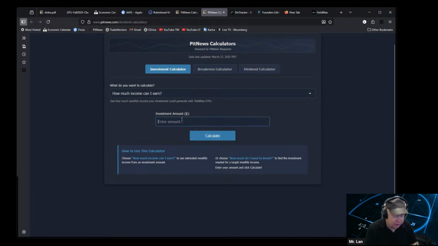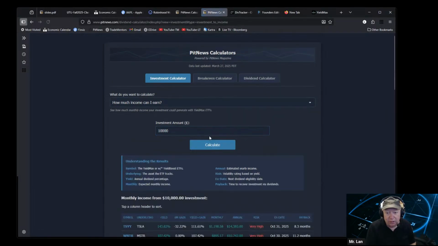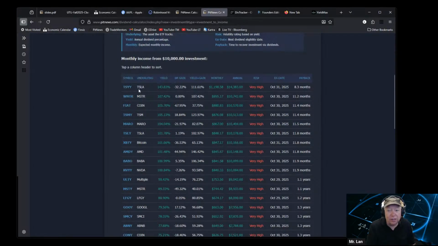Let's come in here, put our $10,000 back in here. Go into calculate. All right, so there's your fund. That's TSYY. And so that's how this works. So what this does is it shows you a list of all of the funds. And it looks like I got Granite Shares in there, at least some of them. Some of the Granite Shares and all the YieldMax funds.